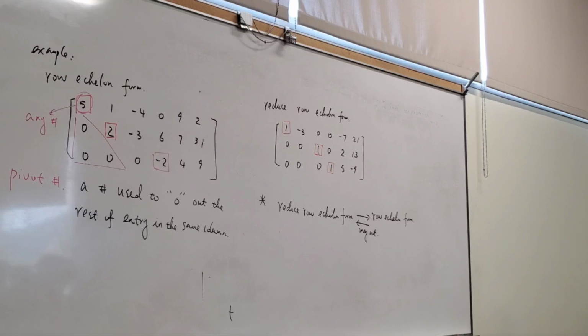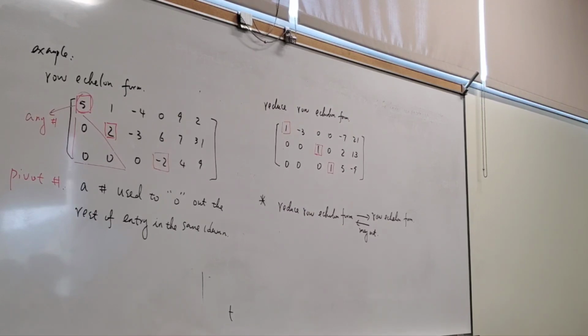Let's do number 2. Number 2, we're going to do A. What kind of form is this one? This is a row echelon form because the 2 is not 0. The pivot here is 1, but these numbers are not 0. It's a 2. So therefore it's a row echelon form.